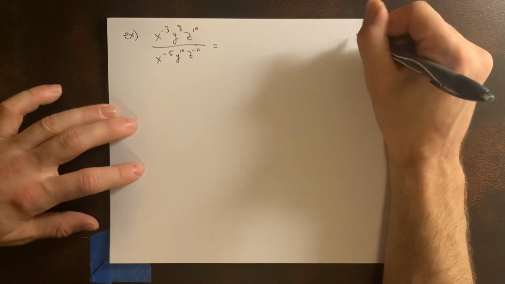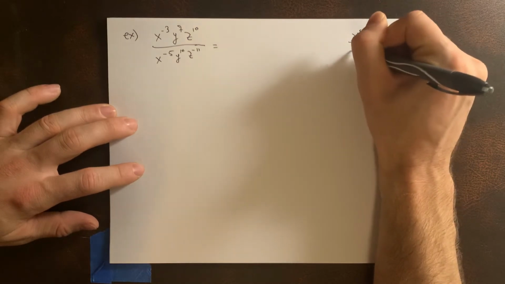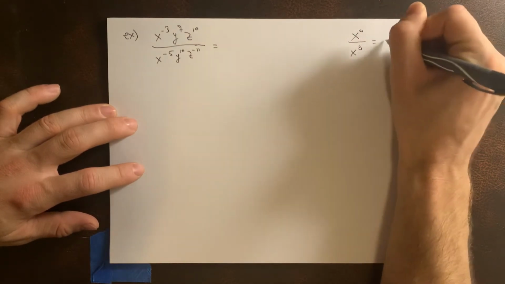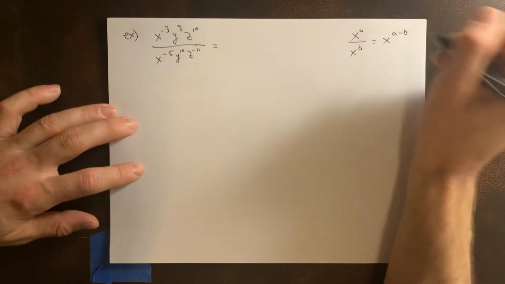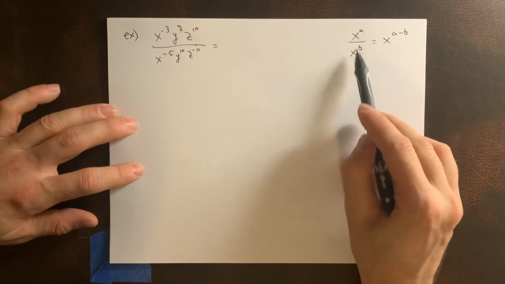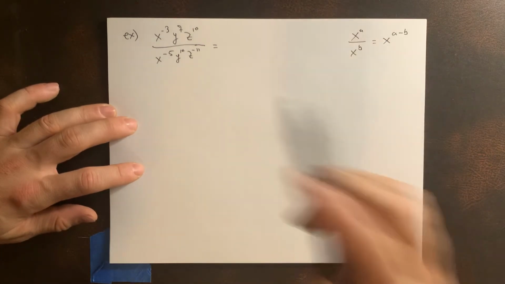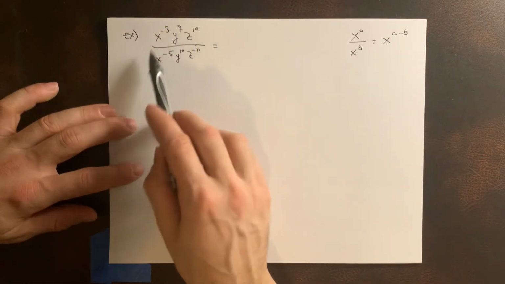We had this property on the other page, that if we had x to the a over x to the b, this is going to be x to the a minus b. The property was if we have the same base and we have something divided by something in the same base, we can write it once and then do the top power minus the bottom power. Here, so everything is just multiplying together.